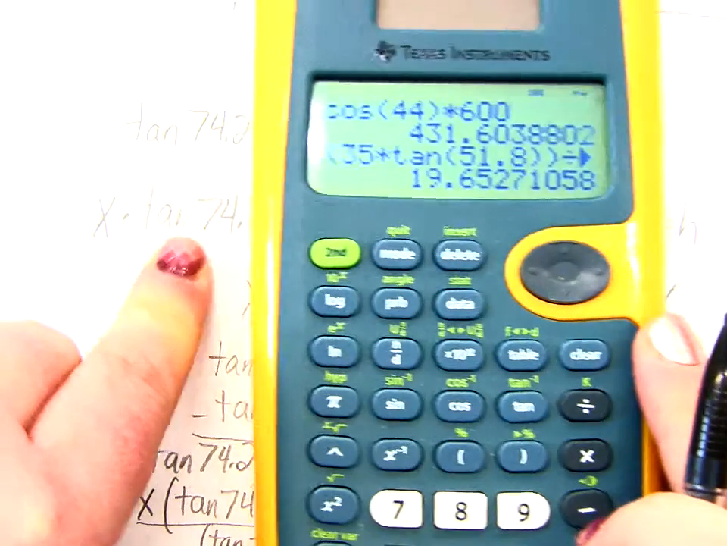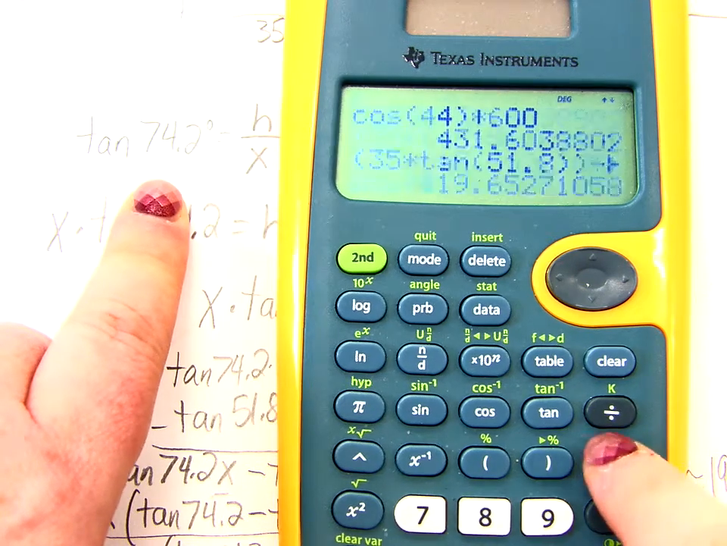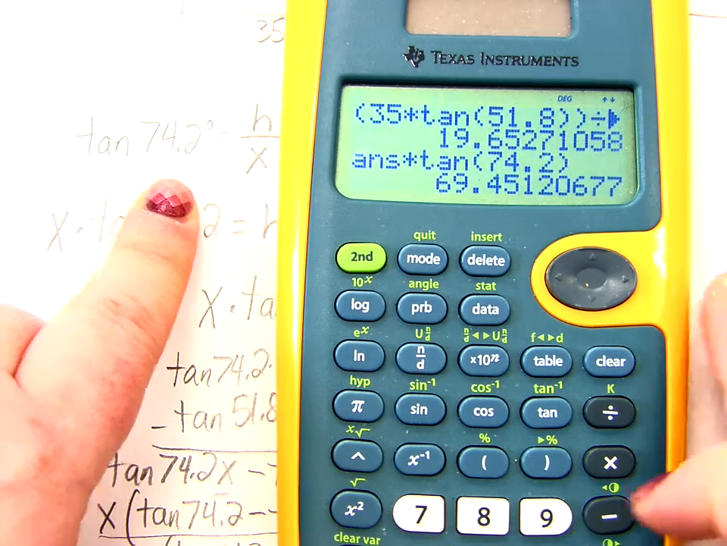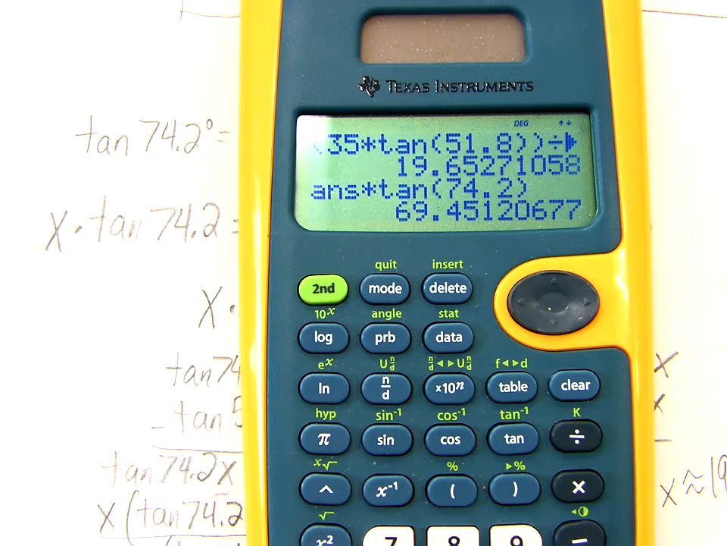There's x, that crazy decimal. And I just multiply it by the tangent of 74.2. There's the height of my building. 69.5. Aren't you going two digits? No. But there was 35 feet. Oh, so then it's just 69. Yeah, that's technically it once you round.